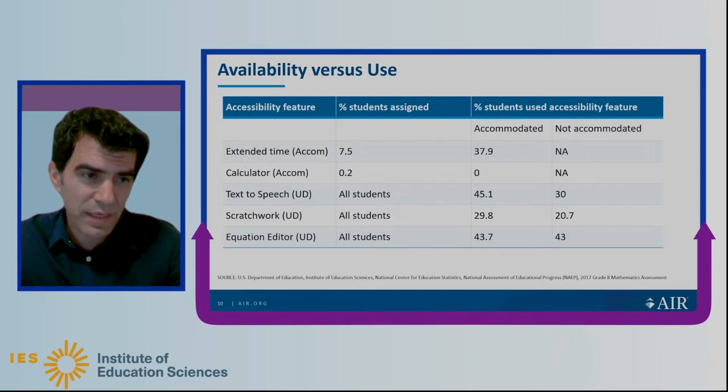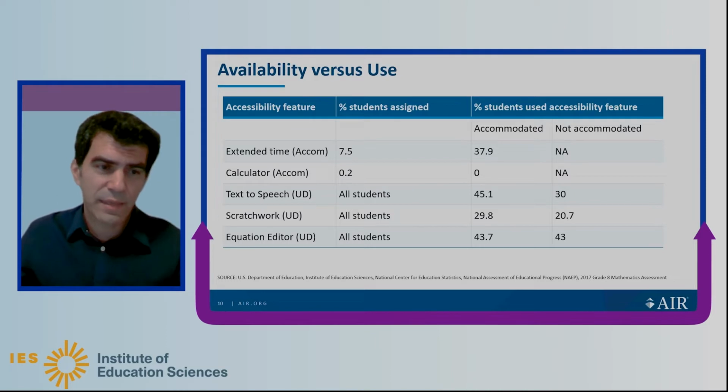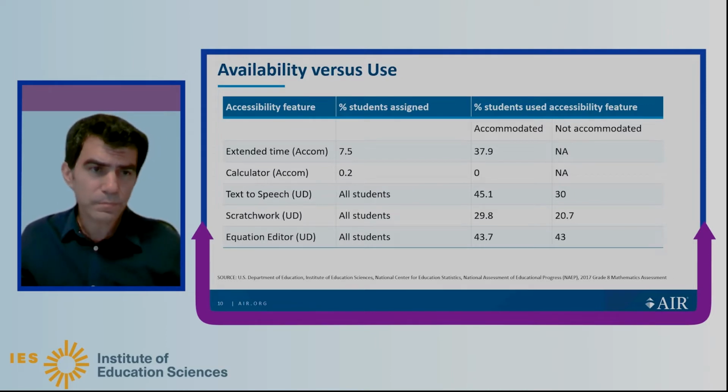For universal design elements, when we look at the numbers here, accommodated students are those who have IEP or 504 plans. Accommodated students used text-to-speech and scratch work more than the non-accommodated students, but both groups equally used equation editor. About 43% of the students use equation editor as a universal design element.